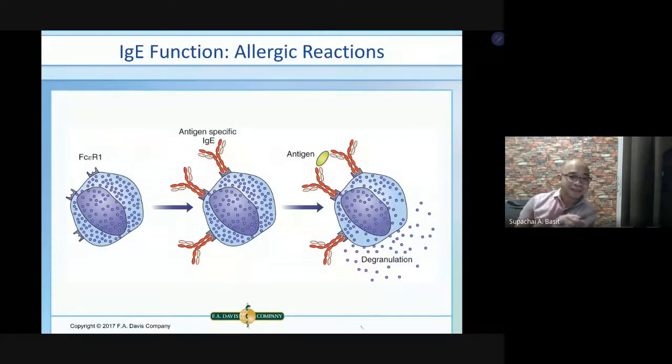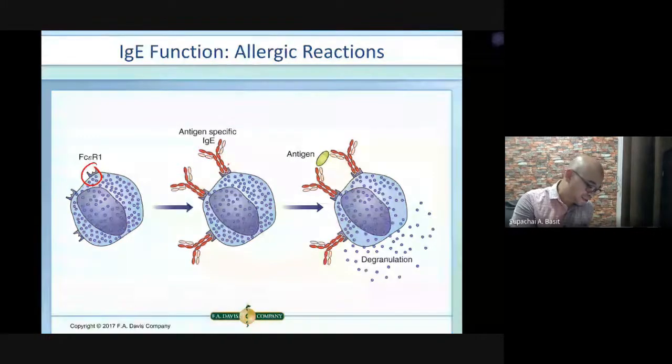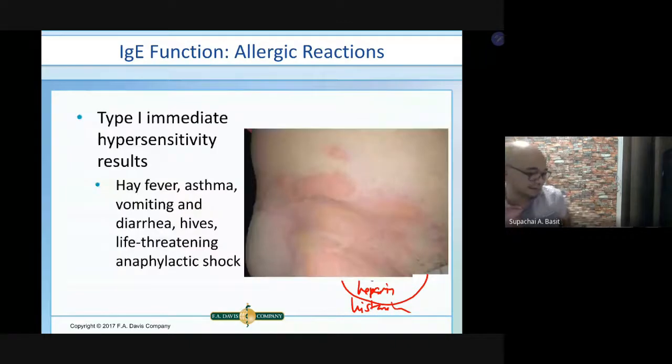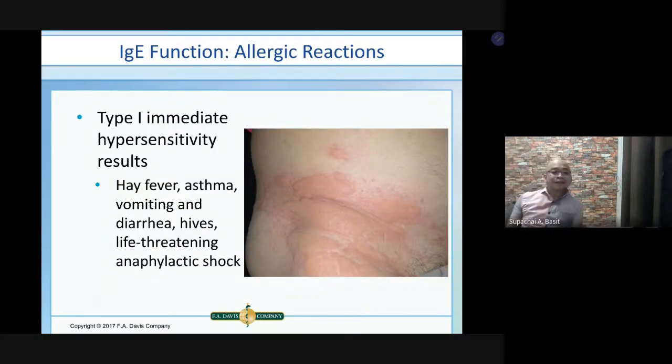So, for example, this is the FcERI. The FcERI will bind the IgE. Here is the allergen, causing the granulation. These are what are released. It could be heparin. It could be histamine. And it results in type 1 hypersensitivity reaction: hay fever, asthma, vomiting, diarrhea, hives, and the life-threatening anaphylactic shock.